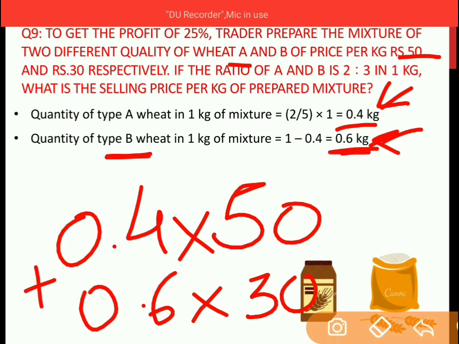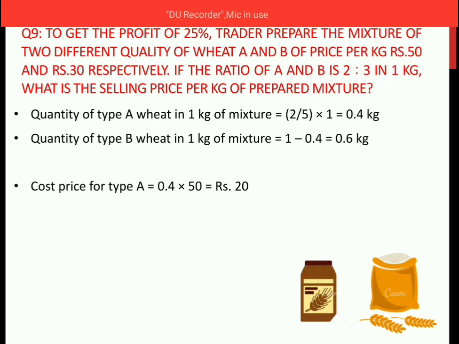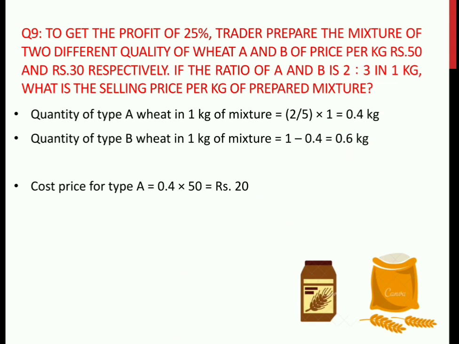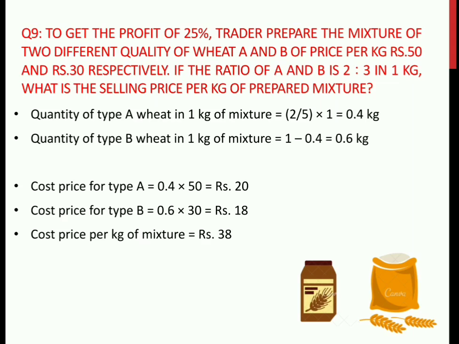So the mixture contains 0.4 kg of wheat A. The cost of 0.4 kg of wheat A is 0.4 into 50, and the cost price of 0.6 kg of wheat B will be 0.6 into 30. So overall, the cost price of wheat A is 20 rupees and the cost price of wheat B is 18 rupees, and the cost price of the mixture is 20 plus 18, that is 38 rupees.